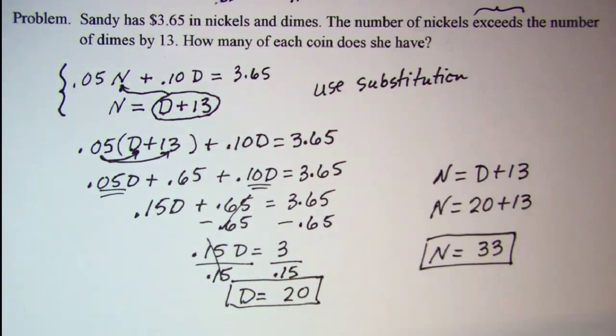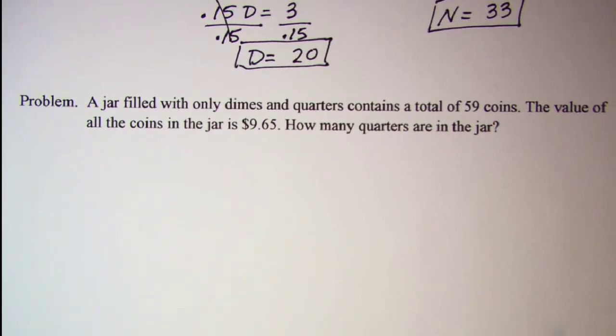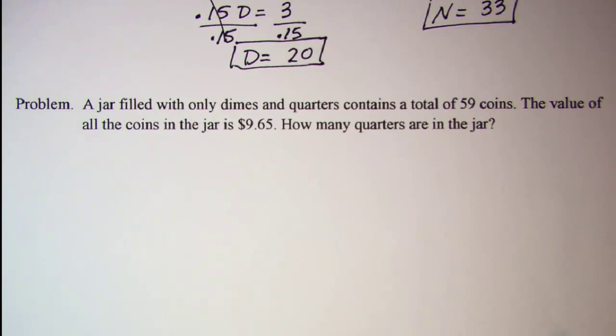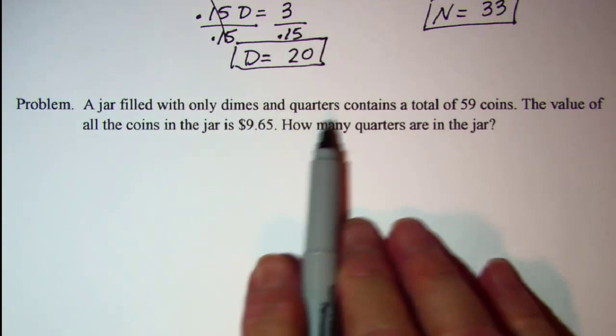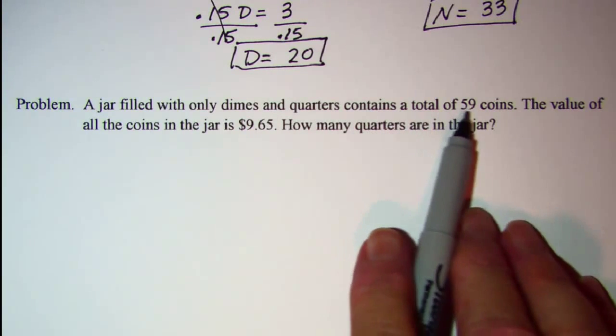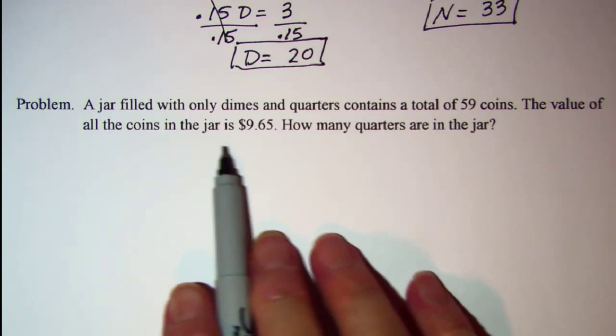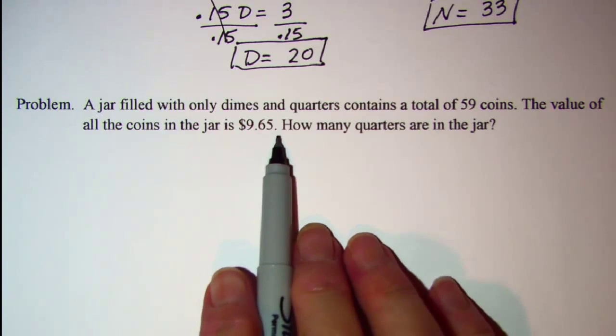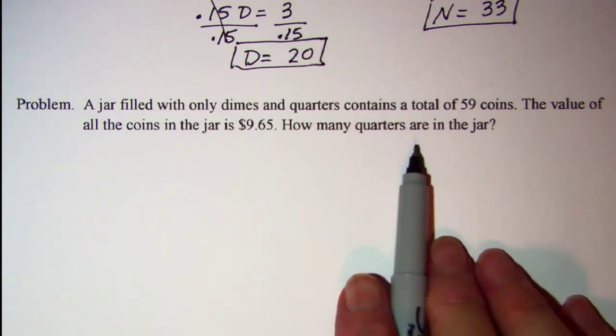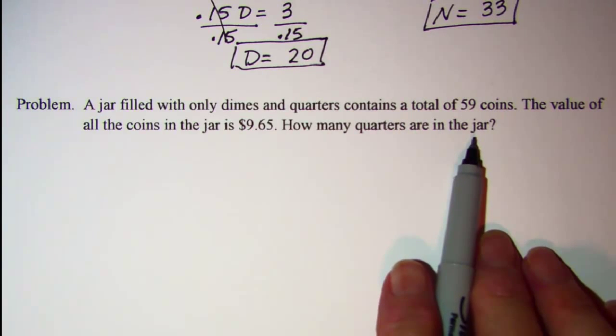Do another one. A jar filled with only dimes and quarters contains a total of 59 coins. The value of all the coins in the jar is $9.65. How many quarters are in the jar?